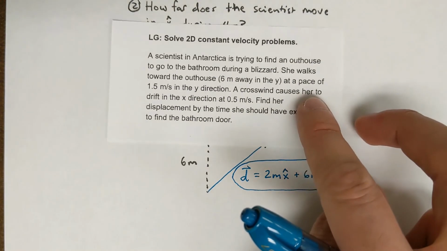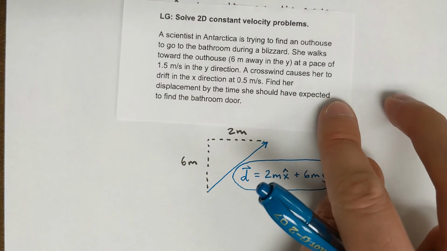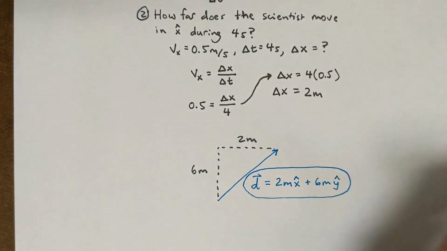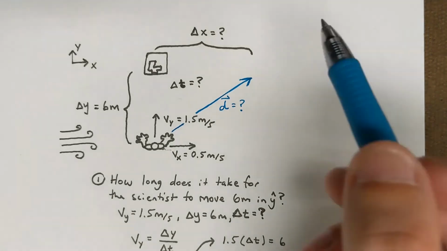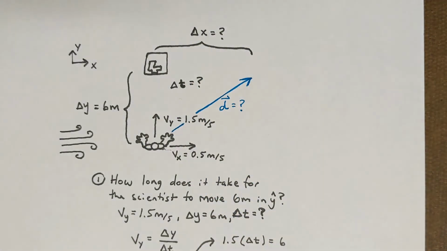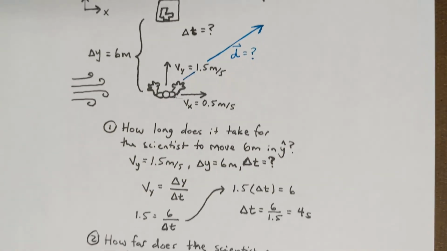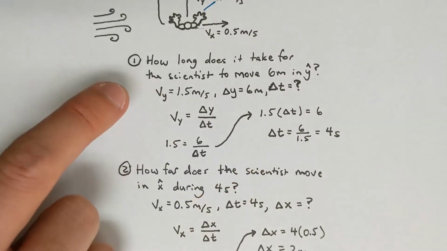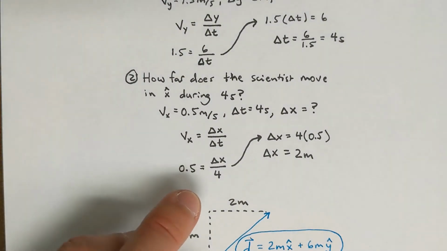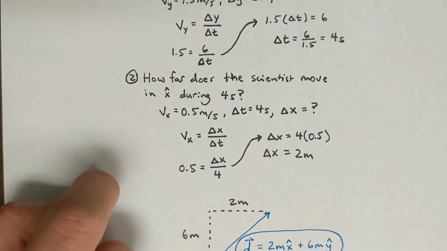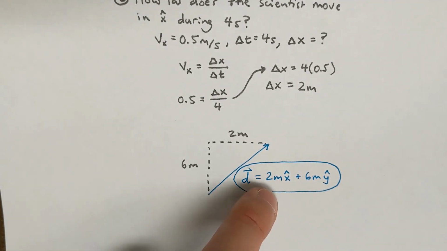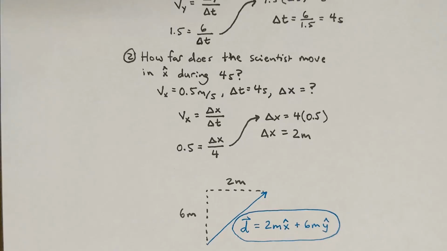She missed it. Okay, great job everybody. Let's recap really quick. We had this very complicated problem at the beginning, so we split the problem up into 2 problems. We found the time that it took to move in the y direction, and then we used that time to find out how far we had to move in the x direction to get our final answer: the displacement is 2 meters in the x and 6 meters in the y. All right, great job.